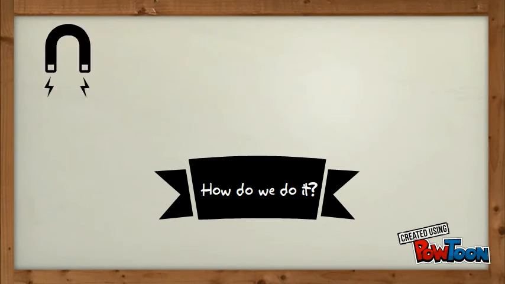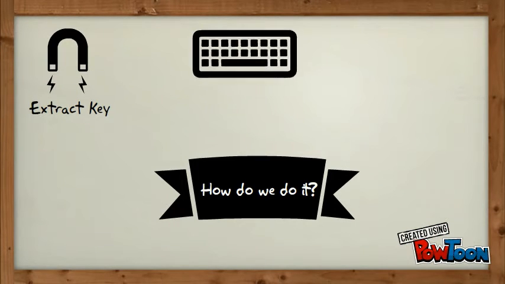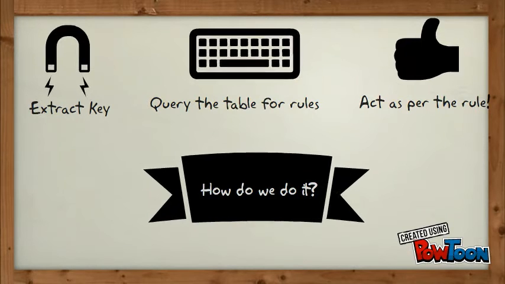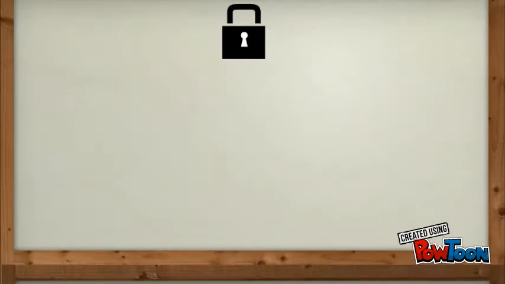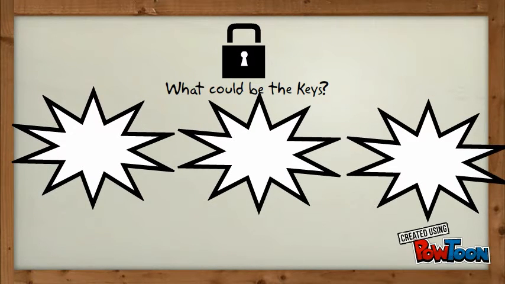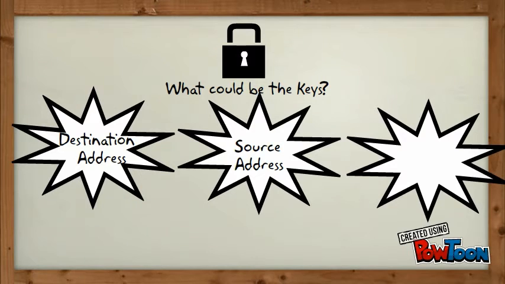Classifying the packets consists of three steps: extracting the key, querying the tables for rules, and taking actions as per the rules. A key is usually defined by us for the system, so it can be anything. Usually the types of keys are destination address, which can be an IP address, a MAC or a port number, and source address. It can also be a payload, which can be done through deep packet inspection.